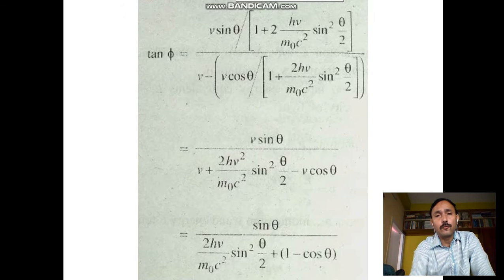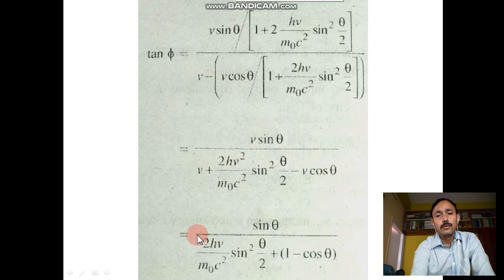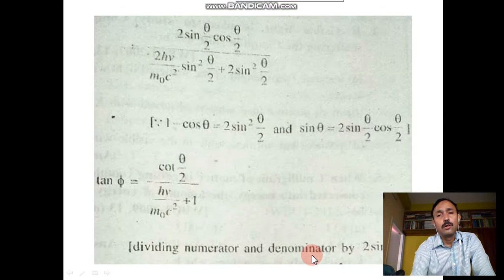So this is equal to, from this one, sin theta means 2 sin theta by 2 into cos theta by 2. Here this is also 2 sin theta by 2 cos theta by 2. 2h nu m naught c square sin square theta by 2. 1 minus cos theta means 2 sin square theta by 2.